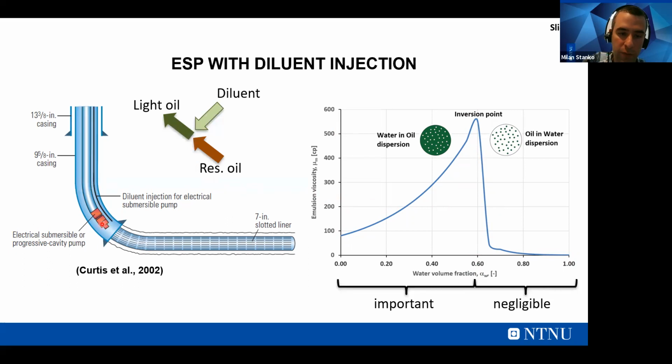So this diluent effect is really important when you are below this phase inversion point. When you are above it, it becomes water, and the water is the carrying phase, so the effect of diluent has less impact.